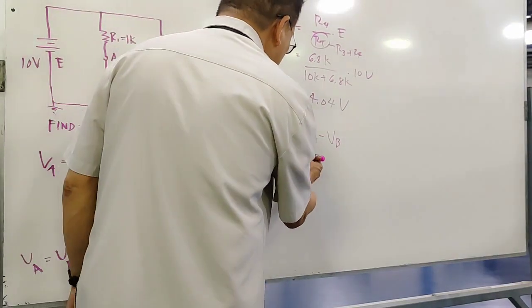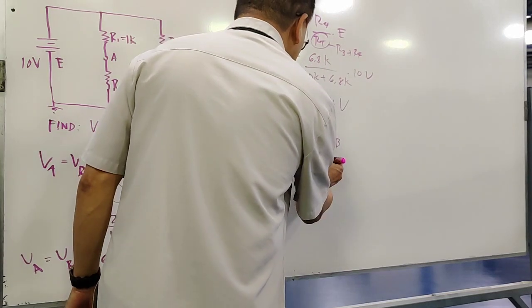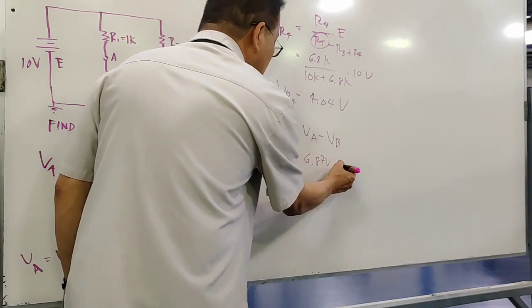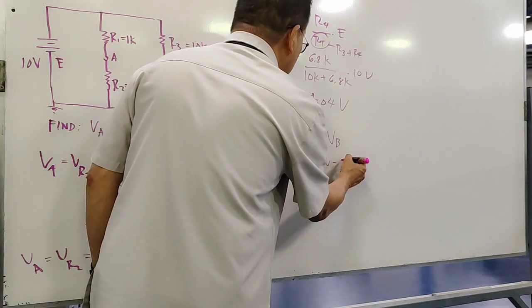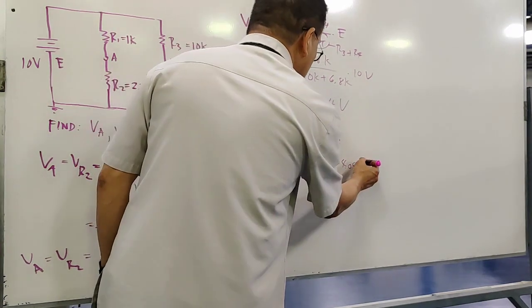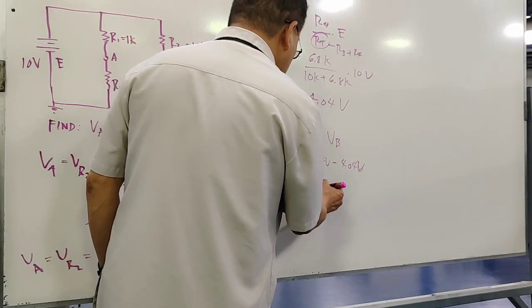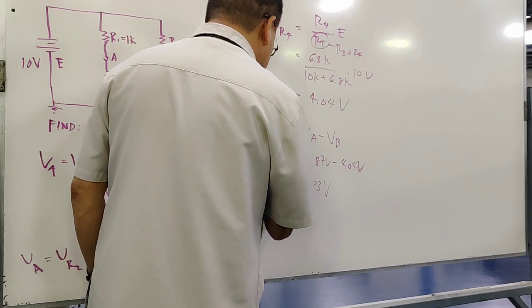So how much is this? VA is 6.87 volts minus 4.04 volts, which will be 2.83 volts. That's VAB.